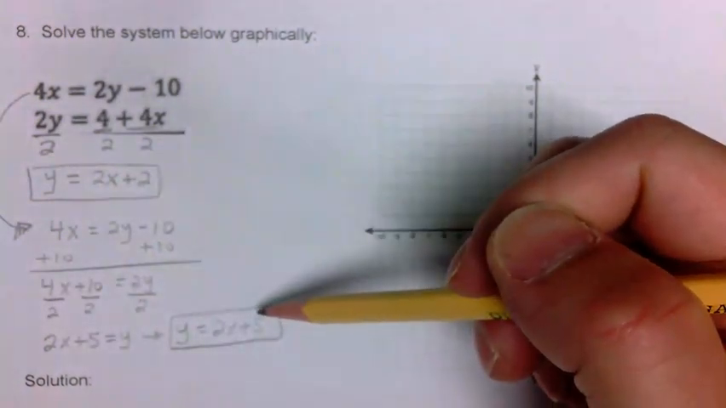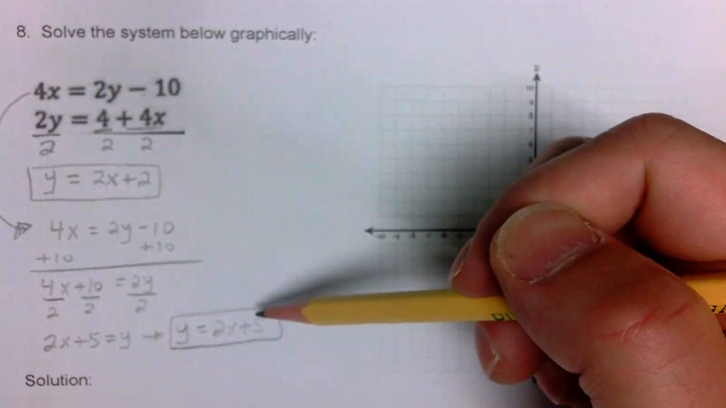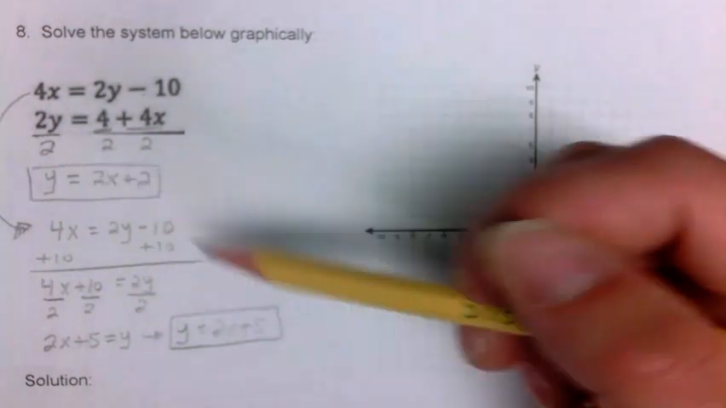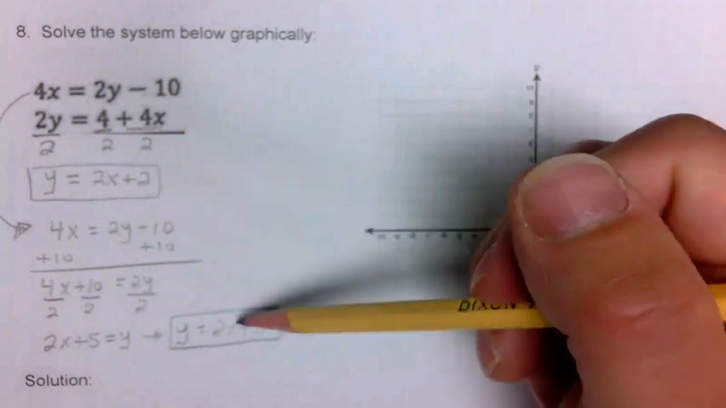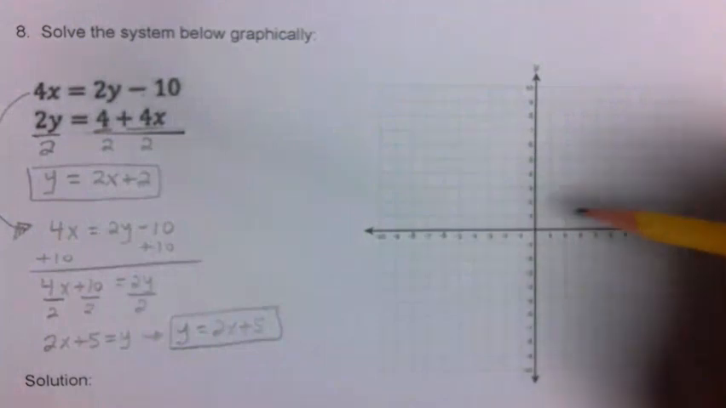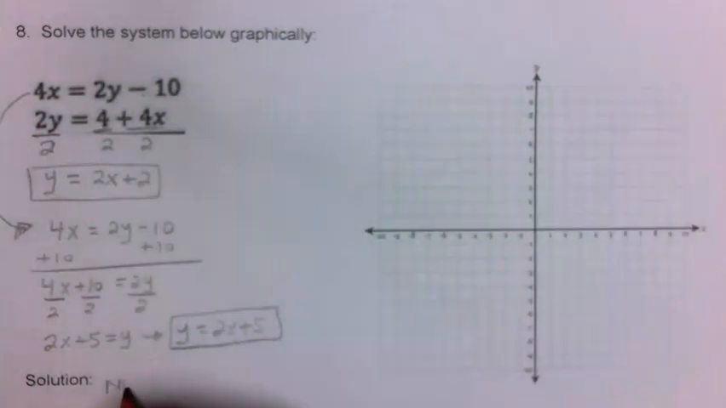If you notice both of their slope-intercept forms, they have the same slope of 2, but they have different y-intercepts. Same slope and different y-intercepts means that I should get parallel lines here, which once again is going to mean that there is no solution to this system.